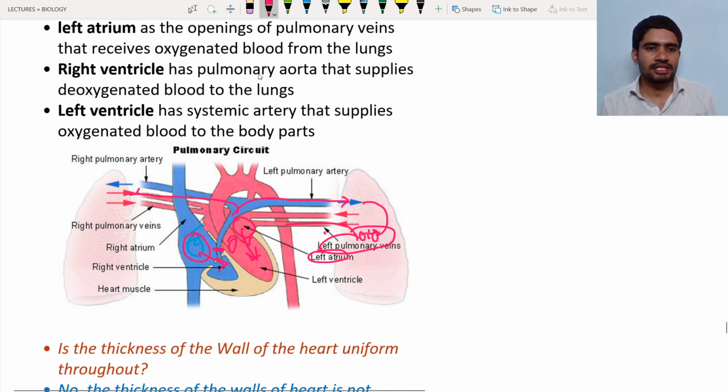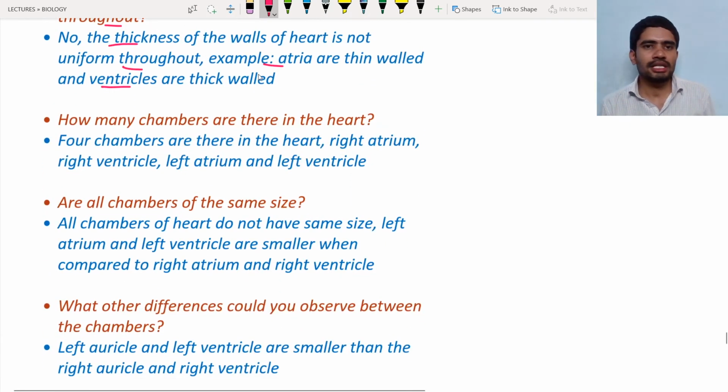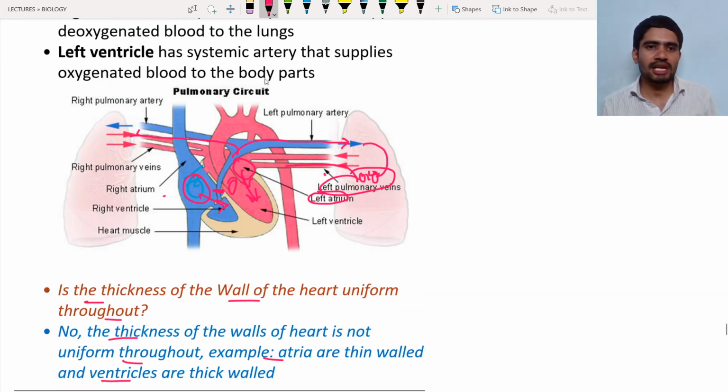Next are the questions based upon the topic. Is the thickness of the walls of the heart uniform throughout? No, the thickness of the walls of the heart is not uniform throughout. For example, atria are thin walled and ventricles are thicker walled. The reason is that the atria exert less pressure, while the ventricles have to exert more pressure. As a result, the wall should be stronger. If the walls of the ventricles are stronger, they can exert more pressure, so that the blood will move into the blood vessels.